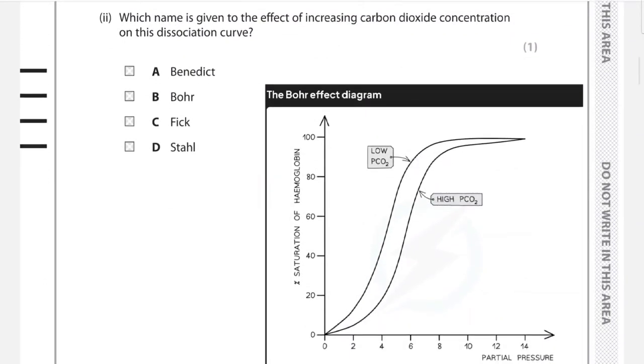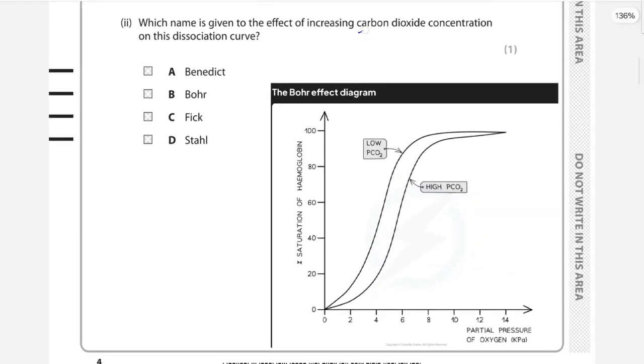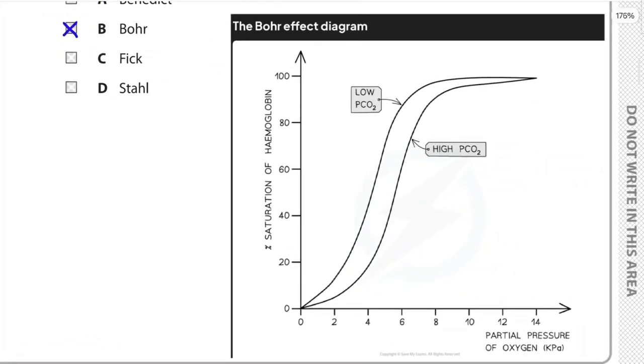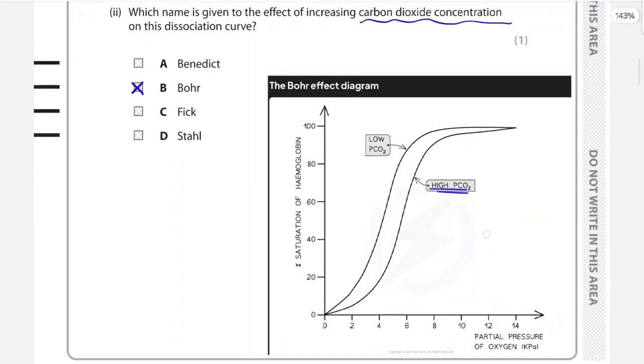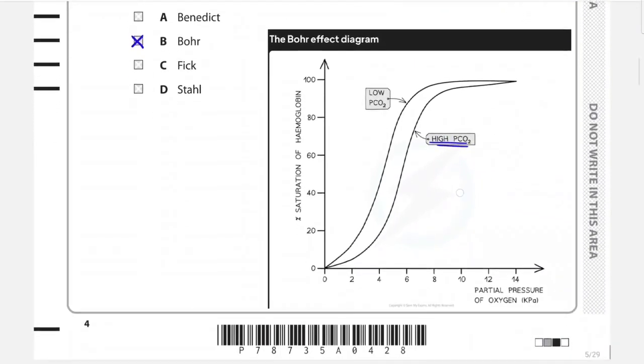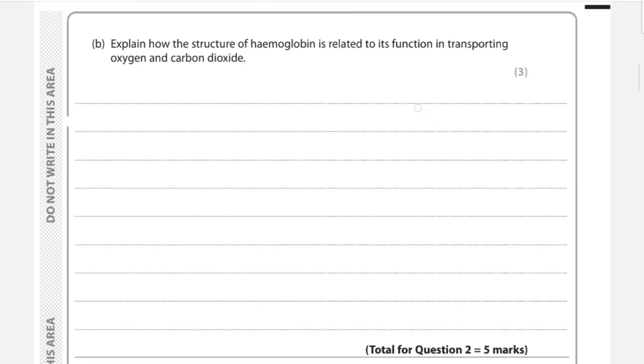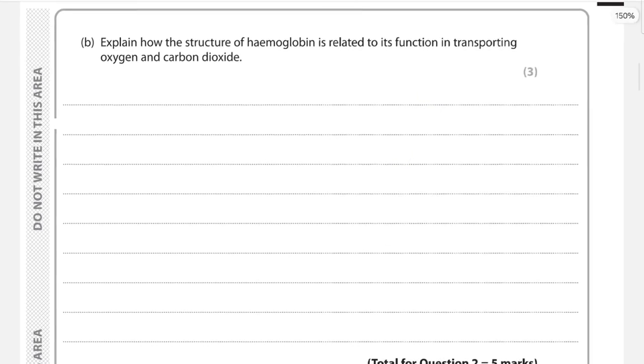Which name is given to the effect of increasing carbon dioxide concentration on this dissociation curve? It's known as the Bohr effect, where briefly this graph shows that having a low partial pressure of oxygen means higher affinity for the hemoglobin to have oxygen, and the opposite goes for having a high PCO2. It decreases the affinity of oxygen to hemoglobin, which explains why oxygen is released at respiring tissues for respiration, and it's released from the oxyhemoglobin, dissociating, forming only the hemoglobin.